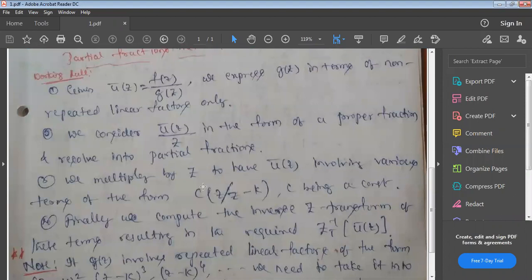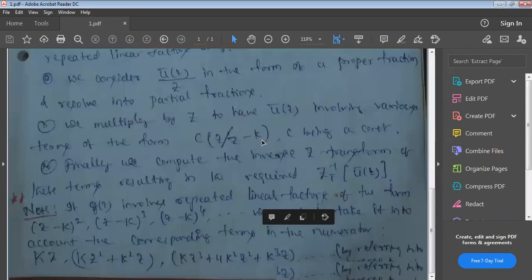Now if you see, you may get some confusions like what is this C, how it comes, u bar of z by z, how it comes, all these things. But when I solve one problem, you can easily understand this procedure. It is an easy procedure and one question in inverse transformation will come in the annual examination.